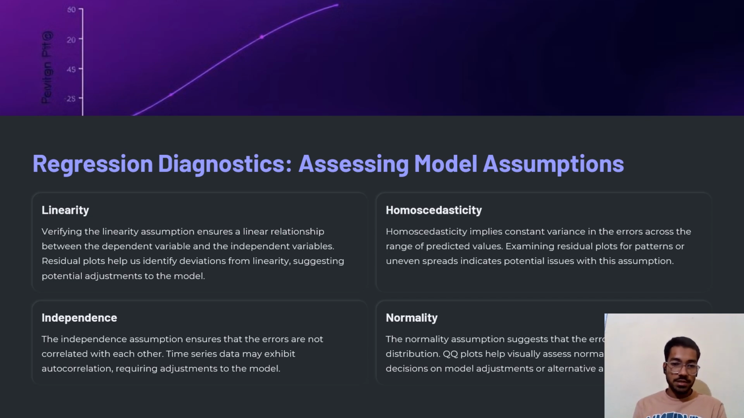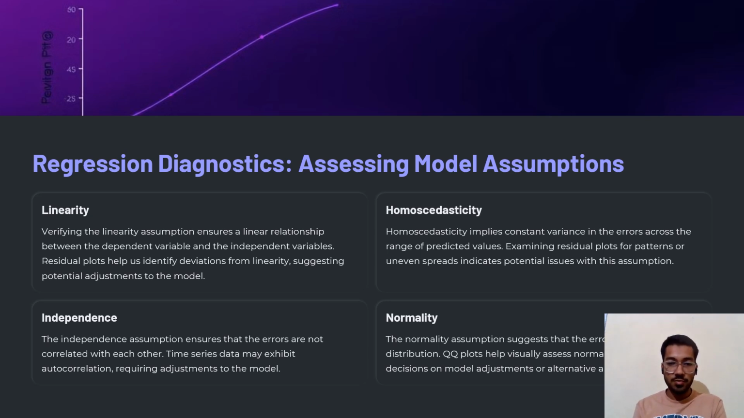Regression diagnostics, assessing model assumptions. It consists of four methods: linearity, homoscedasticity, independence, and normality. First, we understand what linearity is. Linearity, verifying the linearity assumption, ensures a linear relationship between the dependent variable and the independent variables. Residual plots help us identify deviations from linearity, suggesting potential adjustments to the model.